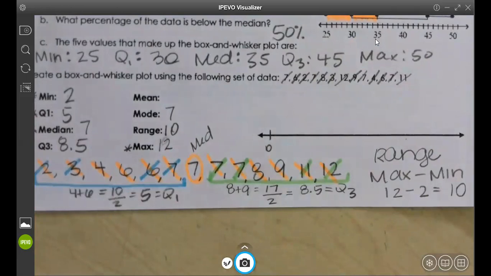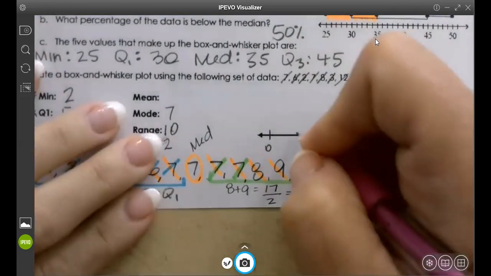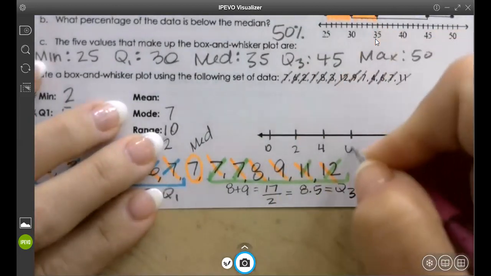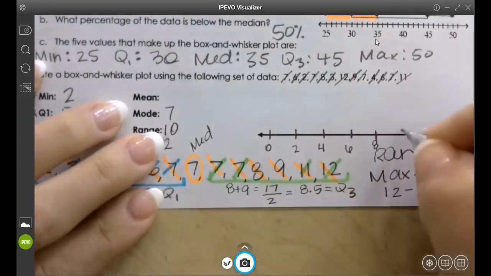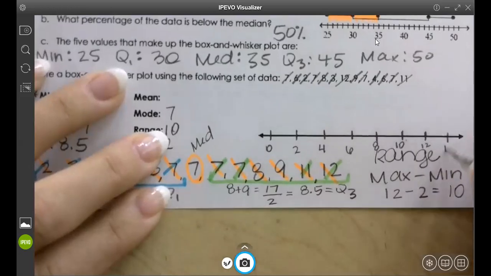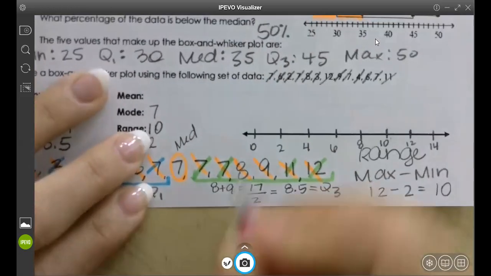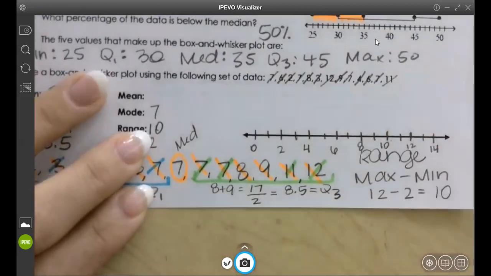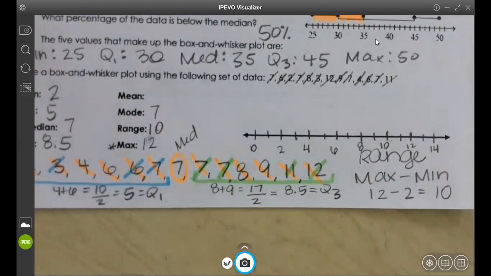And I'm lazy and I don't want to make 12 lines, so I'm going to go by 2s. So 2, 4, 6, 8, 10, 12, and I'm going to go ahead and go up to 14. You can put your little lines in between that represent 1, and that is perfectly fine, but you do not have to write every single number out. So this is 0. I just didn't write 1, 2, didn't write 3, 4, didn't write 5, 6.